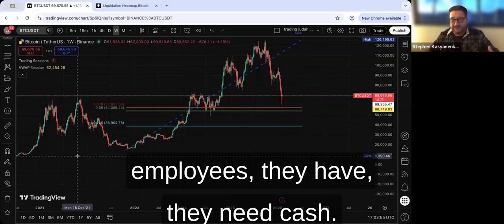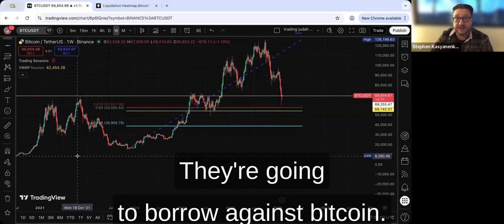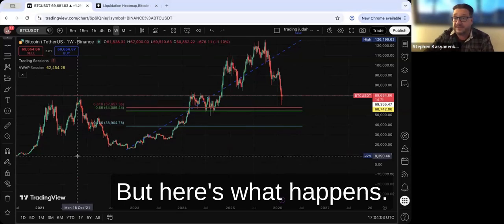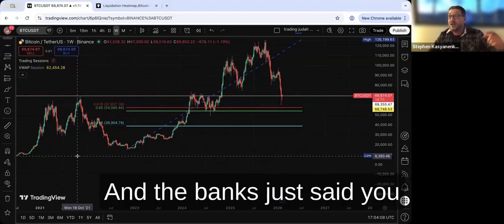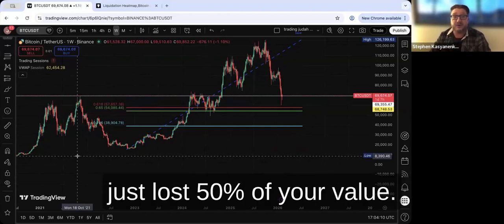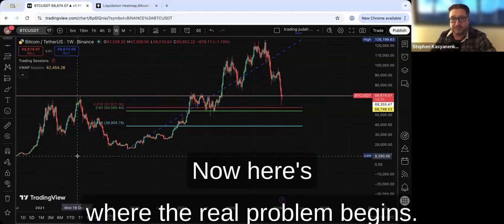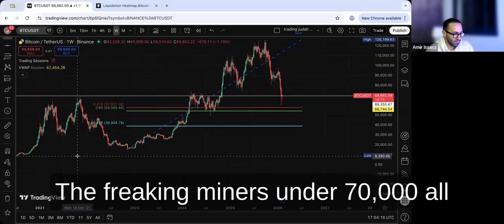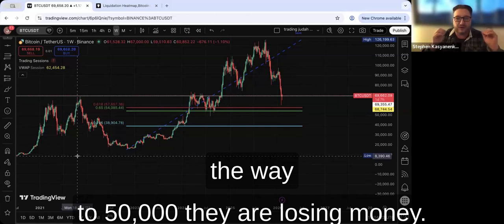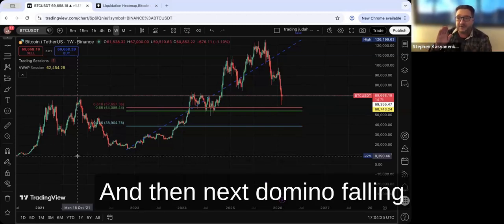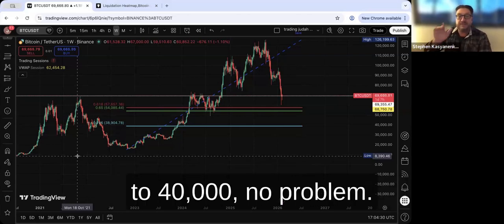They've got to pay employees. They need cash. What are they going to do? They're going to borrow against Bitcoin. But here's what happens: who are they borrowing from? The banks. And the banks just said, you just lost 50% of your value, we need more collateral. So what happens? They start selling. Now, here's where the real problem begins. The miners, under 70,000 all the way to 50,000, are losing money. And as the next domino falling, miners are coming out. So in my opinion, this can go to 40,000, no problem.